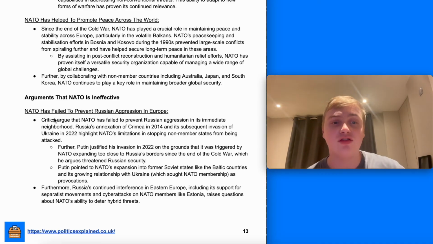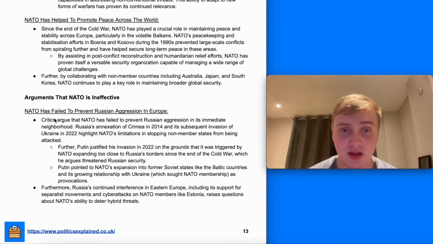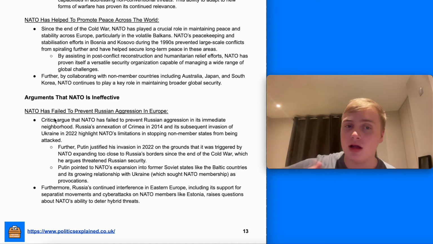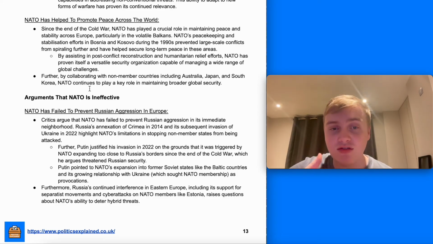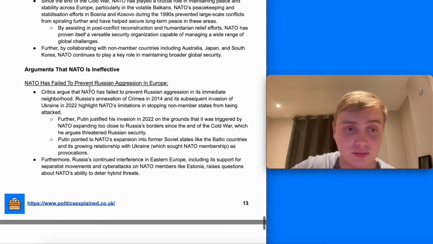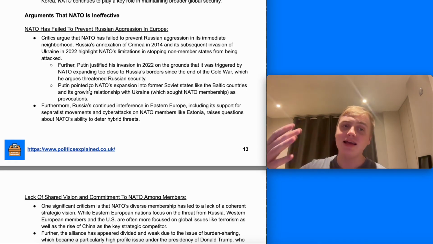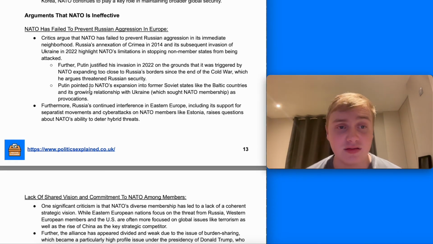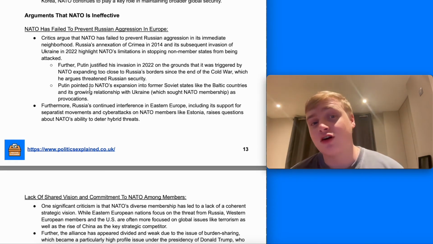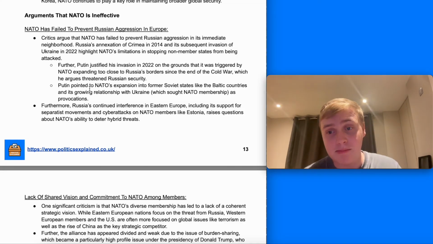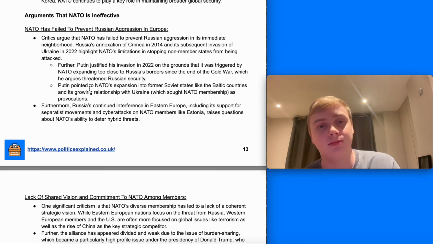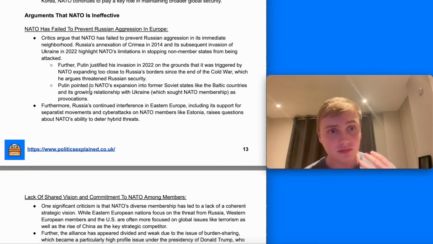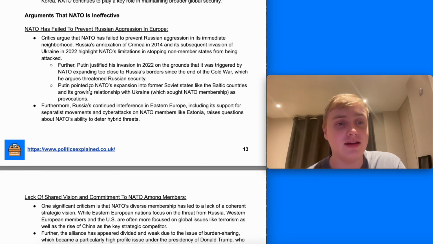Whilst it's also collaborated with non-member countries, including Australia, Japan, and South Korea, therefore maintaining a really key role in promoting global security and peace. On the other hand, finally, we've got some arguments that NATO is ineffective. First of all, it's failed to prevent Russian aggression in Europe. Yes, it wasn't against one of its members, but Russia has resurged as a power, become more aggressive again, and acted militarily against a European state.